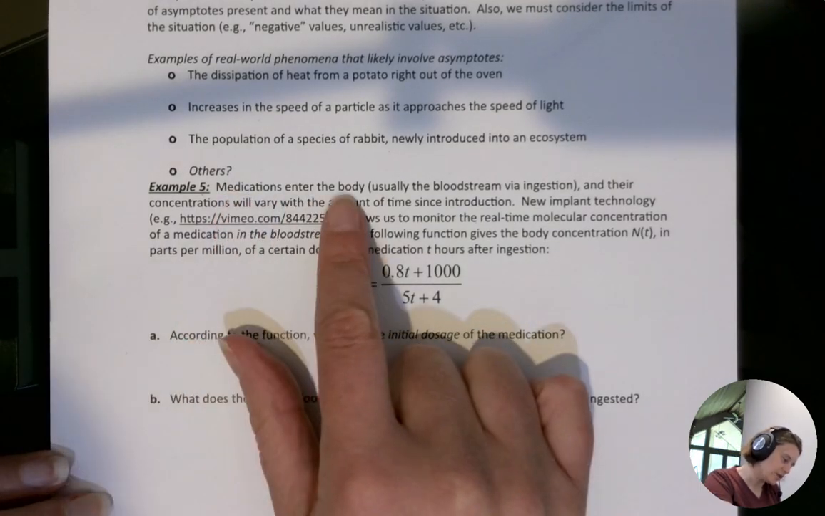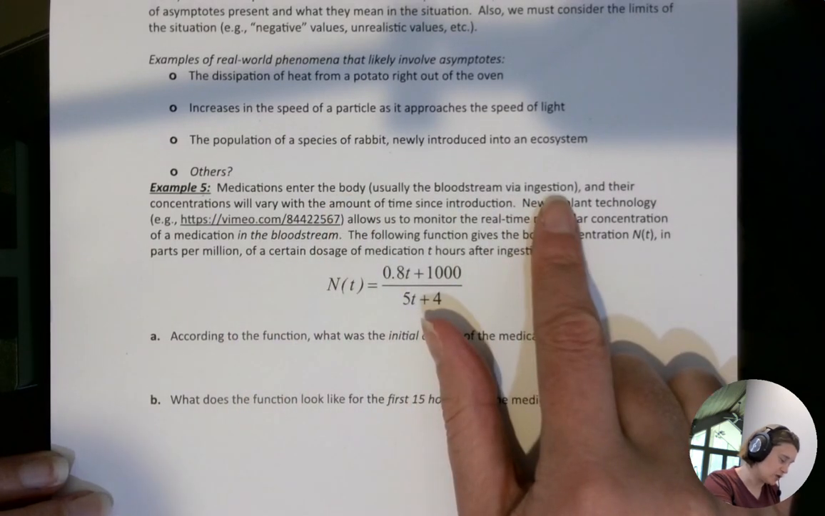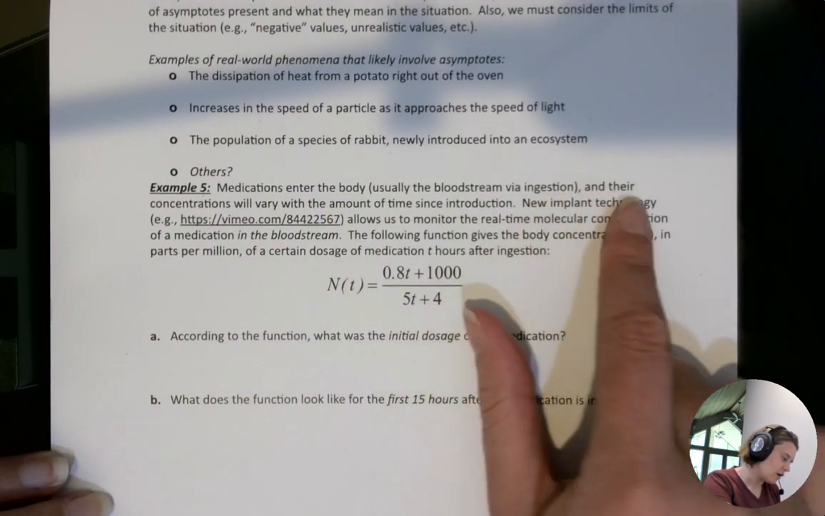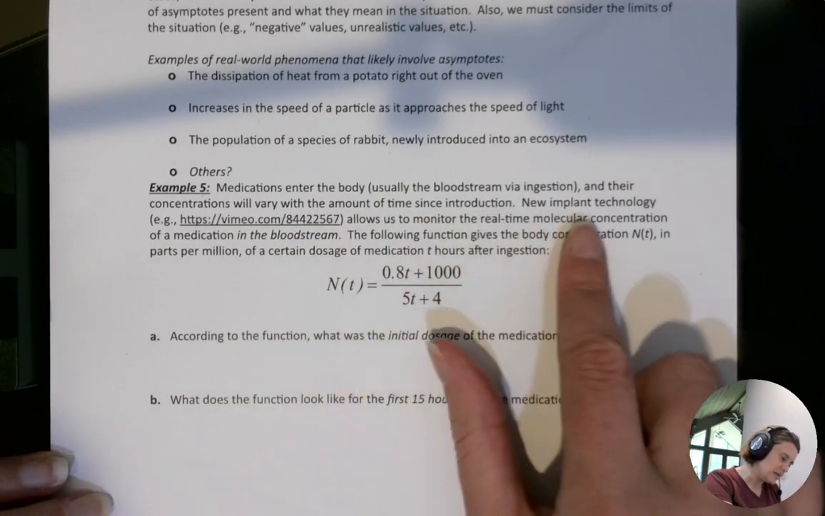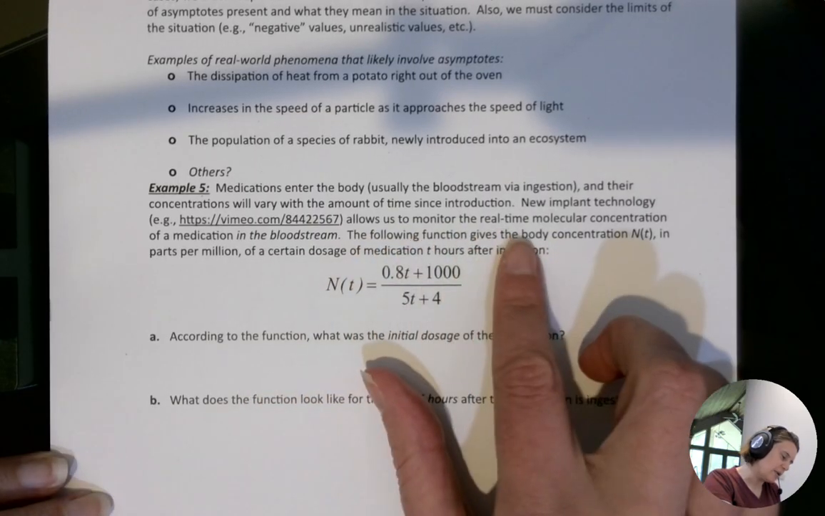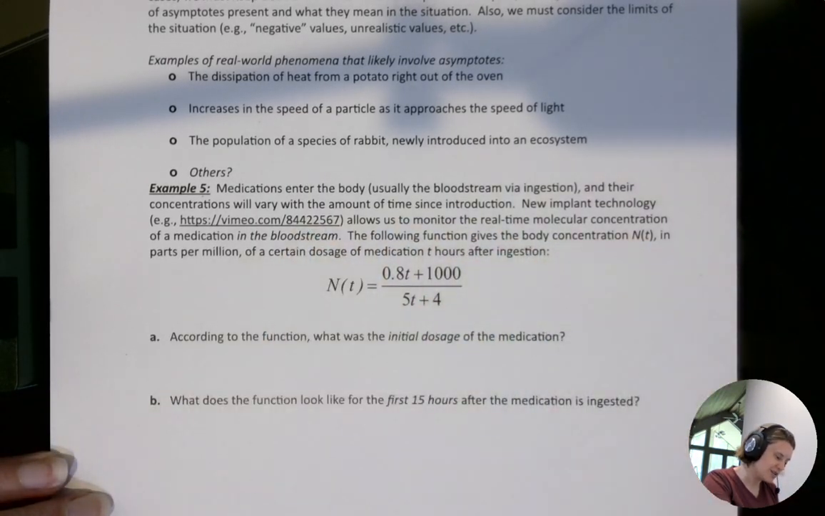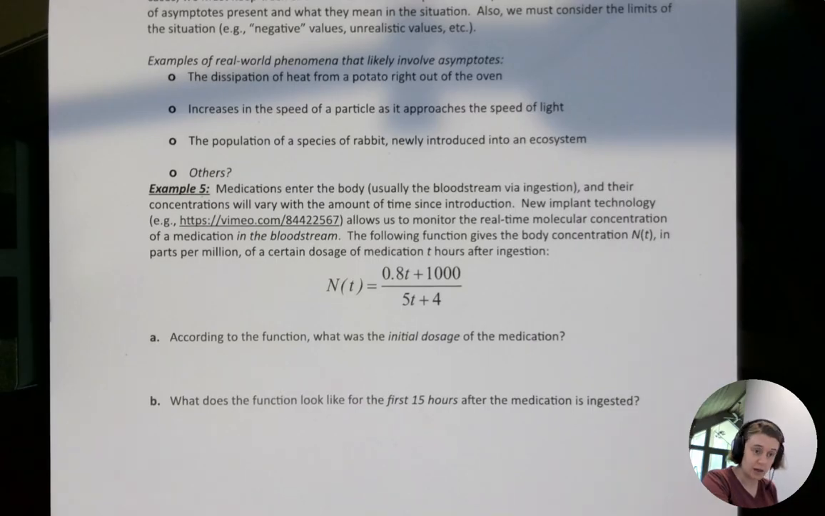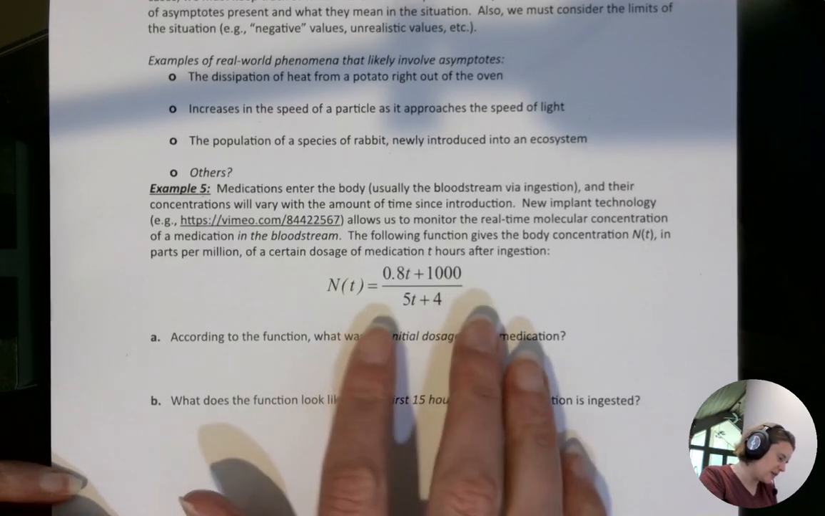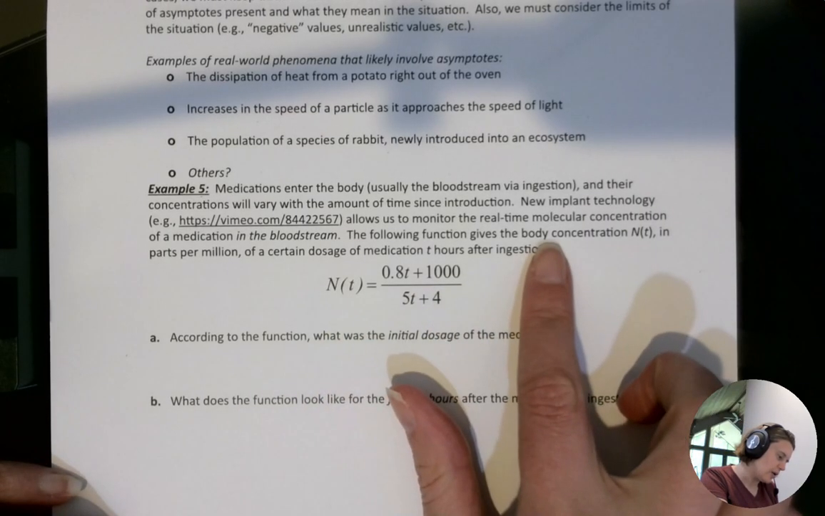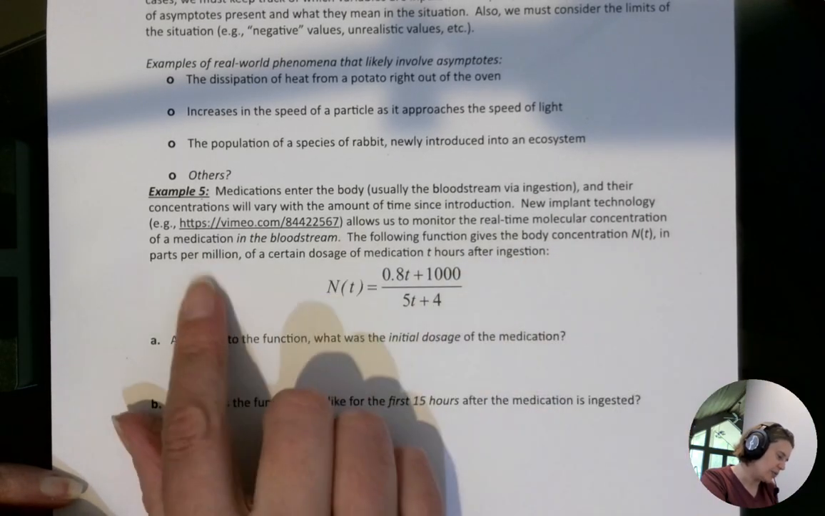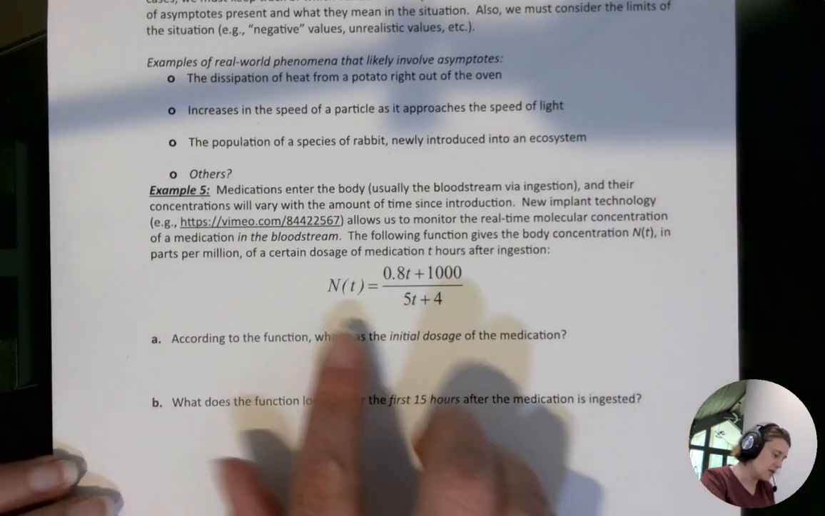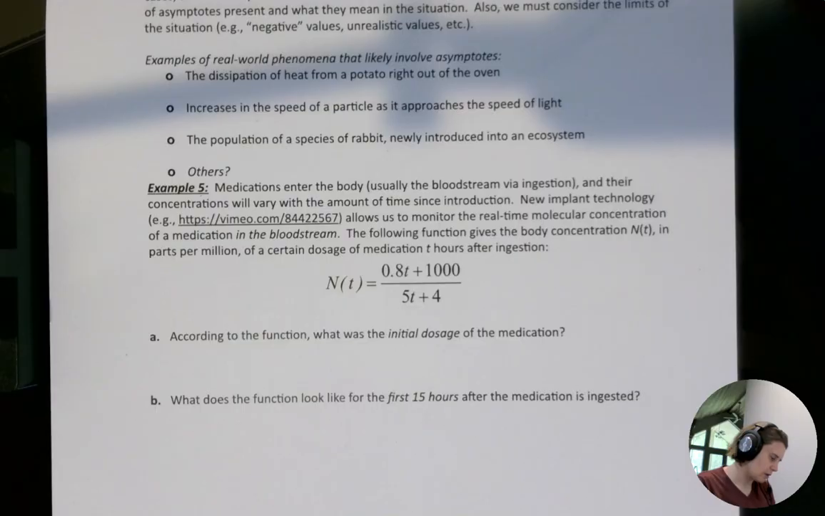Medications usually enter the body, usually the bloodstream via ingestion, and their concentrations are going to vary with the amount of time since introduction. Implant technology allows us to monitor real-time molecular concentration of medication in the bloodstream. This is done for insulin and other medications that you need to be able to measure instantly. And so this is a function that allows us to model the body concentration N of T in parts per million for a certain medication, T hours after ingestion. Okay.